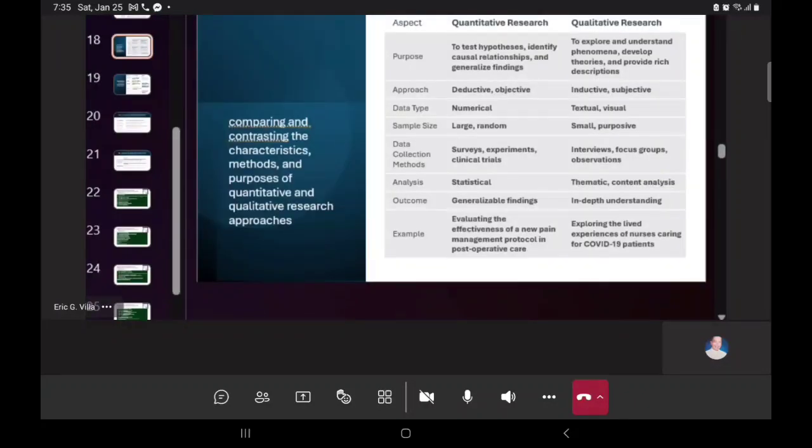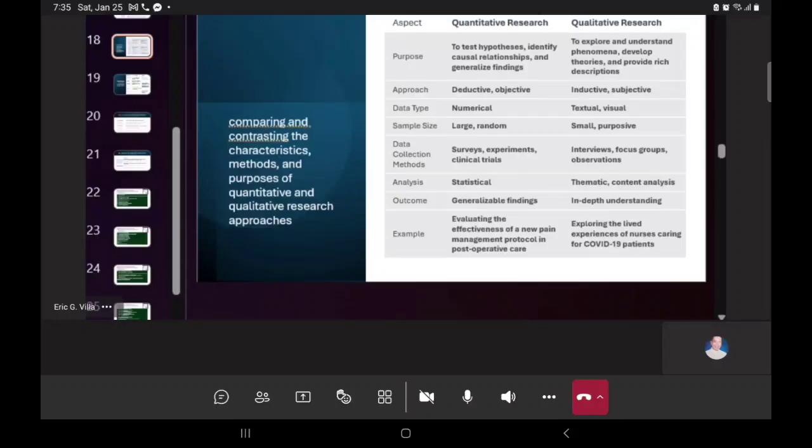Let's dive in more, comparing the quantitative research versus qualitative research. And these two research approaches serve different but complementary purposes in nursing research. Quantitative research focuses on testing hypotheses, identifying causal relationships, and generating generalizable findings. It employs a deductive approach, starting with a theory or hypothesis and collecting numerical data to test it.